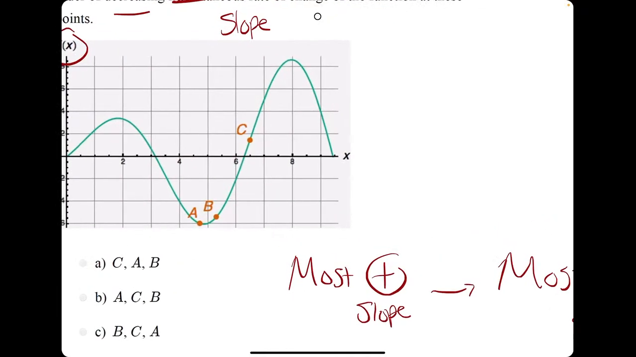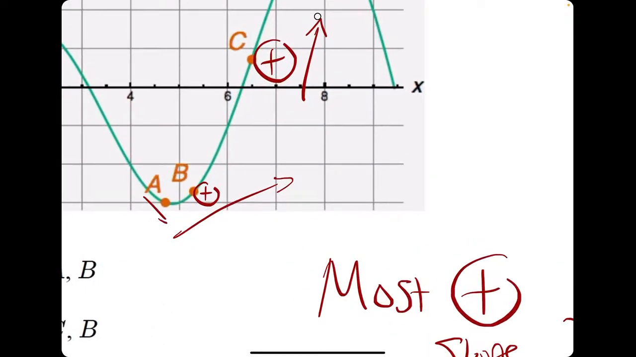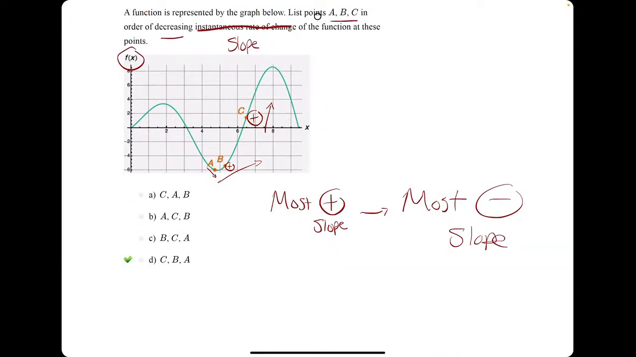So we start with which of these points are on a positive slope. We have C is on a very positive slope. We have B is on a positive slope, but a little less steep. And then A is just barely on a negative slope there. So, from most positive to most negative would be C, B, and A.